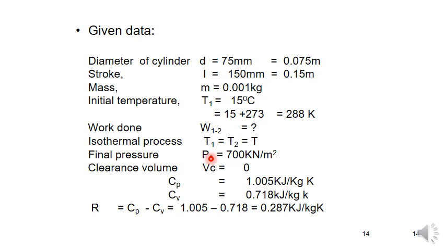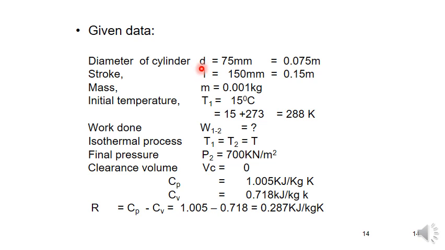So by using these two values we can calculate the R by using the relation R is equal to Cp minus Cv. So 1.005 kilojoule per kg Kelvin minus 0.718 kilojoule per kg Kelvin. So we got 0.287 kilojoule per kg Kelvin. So this is the given data to calculate the work done in the isothermal process.